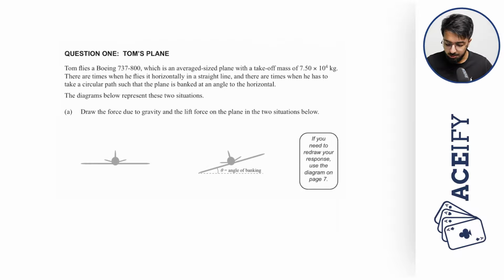Tom flies an average sized plane with a takeoff mass of 7.5 times 10 to the 4 kgs. There are times when he flies it horizontally in a straight line, and there are times when he has to take a circular path, such that the plane is banked at an angle to the horizontal. Draw the force due to gravity and the lift force on the plane in these two situations below.